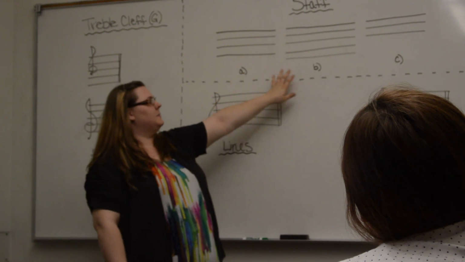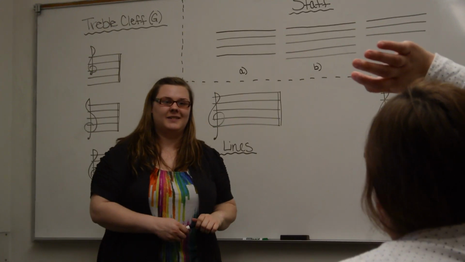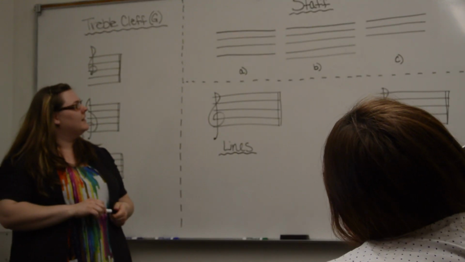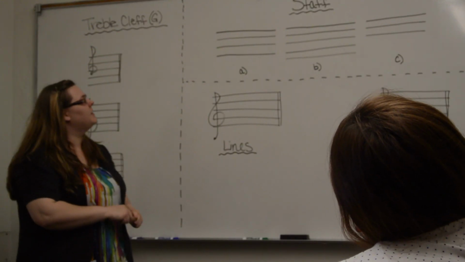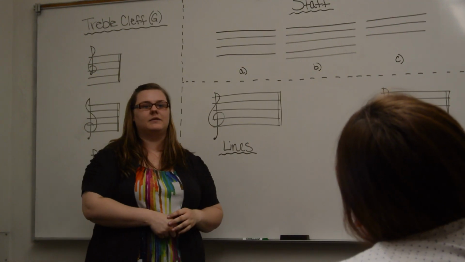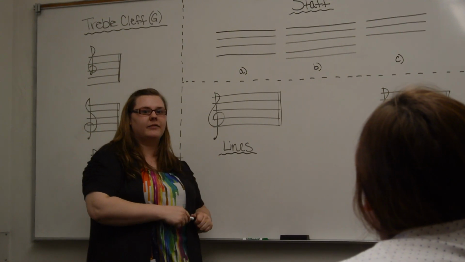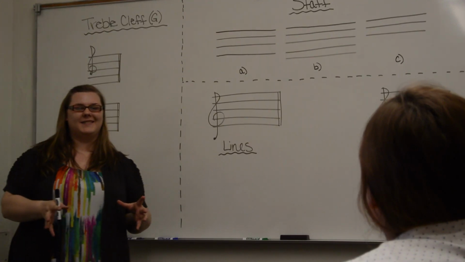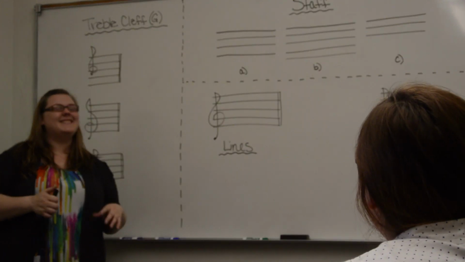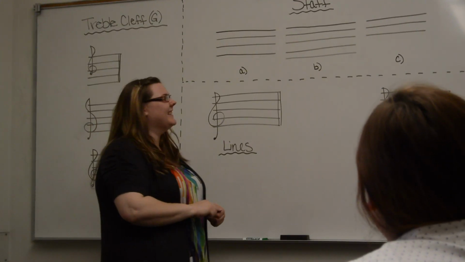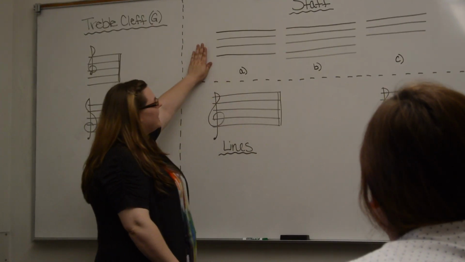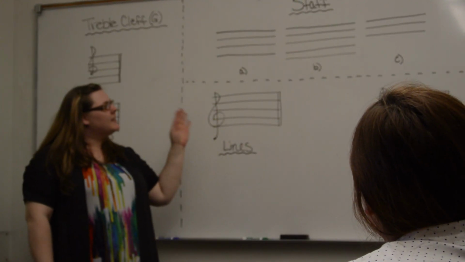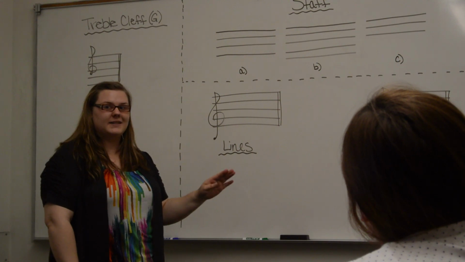What do you guys notice between A, B, and C? Yes, Rachel. They all have different numbers of lines. Different numbers of lines, all right. Which one has the most lines? B. B, and how many does it have? 5. 5, all right. Which has the least number of lines? C. C, all right. How many does that one have? 3. 3, okay. So how many does A have? 4. 4, okay. So we see we have different numbers of lines.